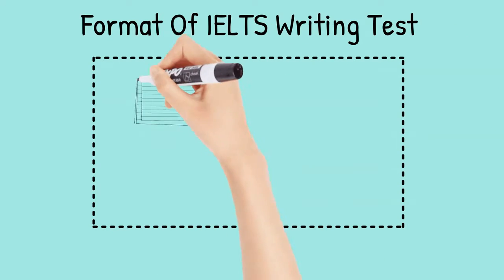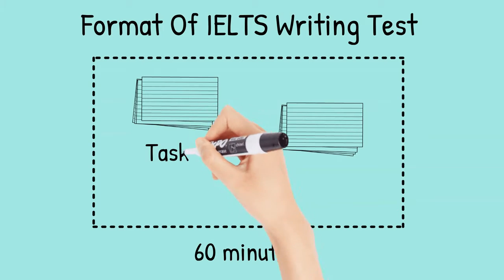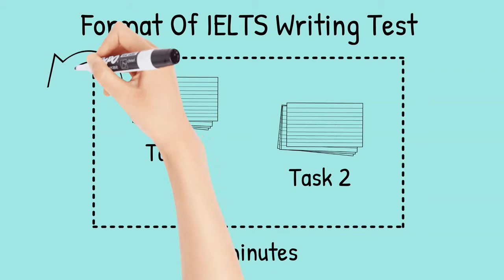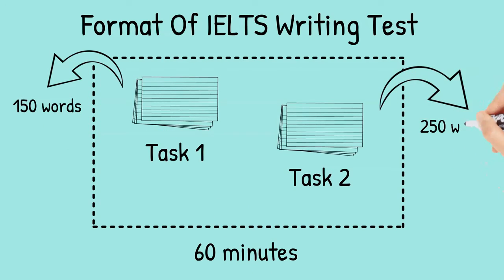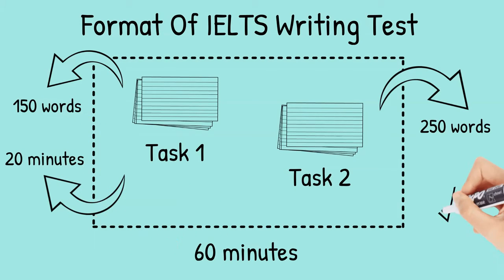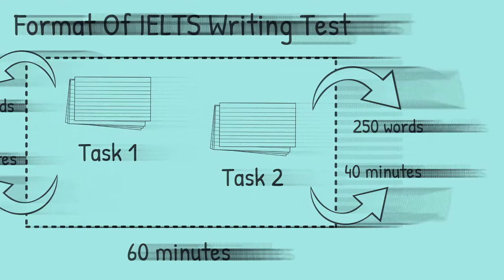The writing component comprises 2 tasks and you will have 60 minutes to answer them. Here are some important facts. The writing test has 2 parts, task 1 and task 2. You must write a minimum of 150 words for task 1 and a minimum of 250 words for task 2. Task 1 should take you around 20 minutes and task 2 around 40 minutes. Task 2 contributes twice as many marks to your overall score as task 1.